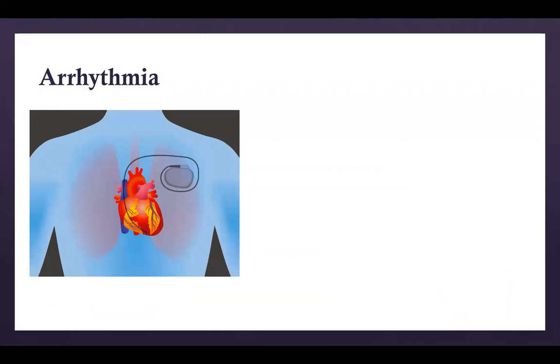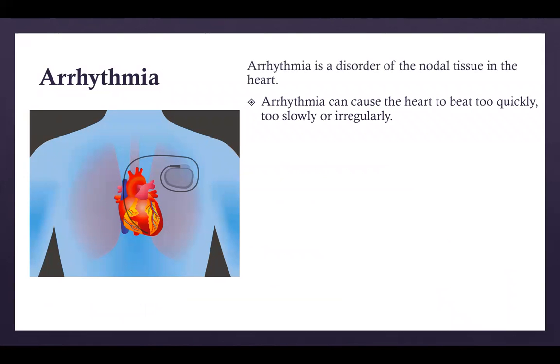We've got a condition called arrhythmia. And arrhythmia is a disorder of the nodal tissue of the heart. So that means that your nodal tissues aren't firing at a rate that's going to help you sustain enough oxygen to your body, or maybe too much. So arrhythmia can cause the heart to beat too quickly, too slowly, or just irregularly.